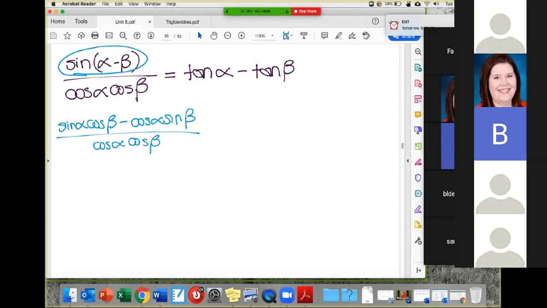From here, what do you think is the best way to proceed? Because I have something I'm thinking of. How about look at this as two separate fractions. So I would go ahead and split it up into these two fractions.